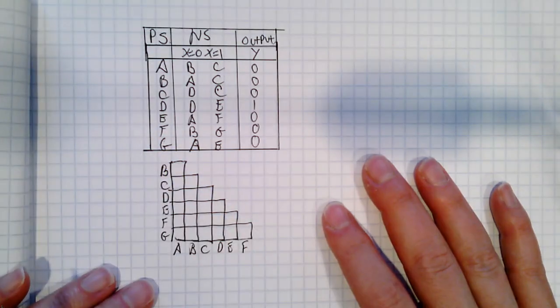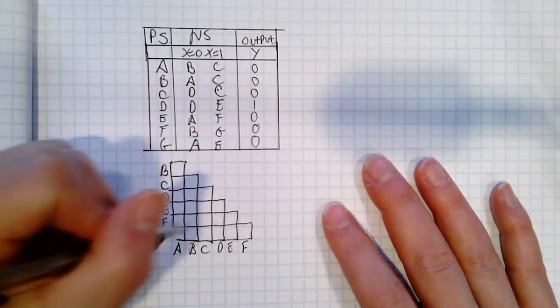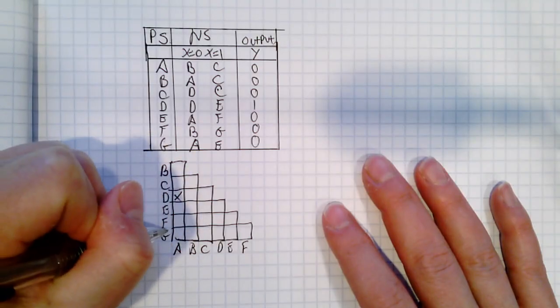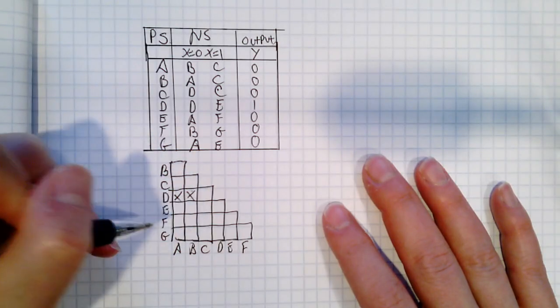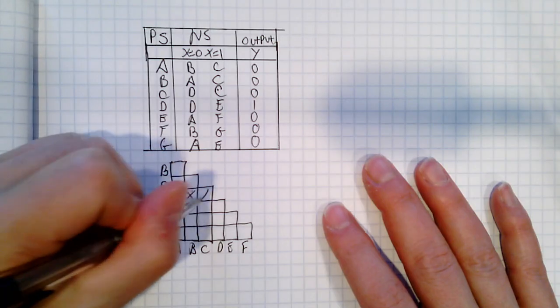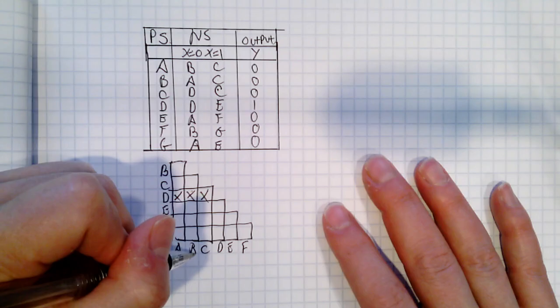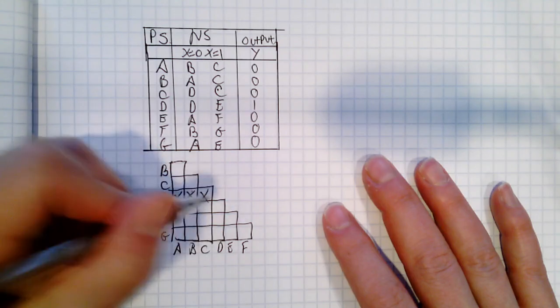Now what we'll do is we'll eliminate those things which are obviously different. So A is different from D, because outputs are different. B is different from D. C is different from D. D is different from E, F, and G.